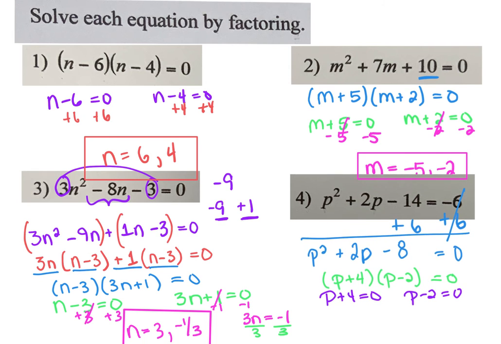Once we do that, we're just going to solve. Subtract your 4, add your 2. So P will equal -4 or +2. And that would be your answer here. -4, +2. Questions on that?